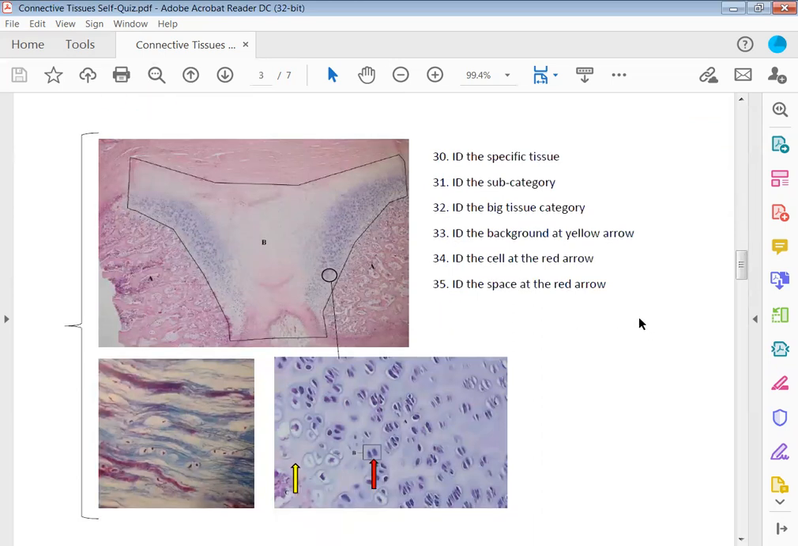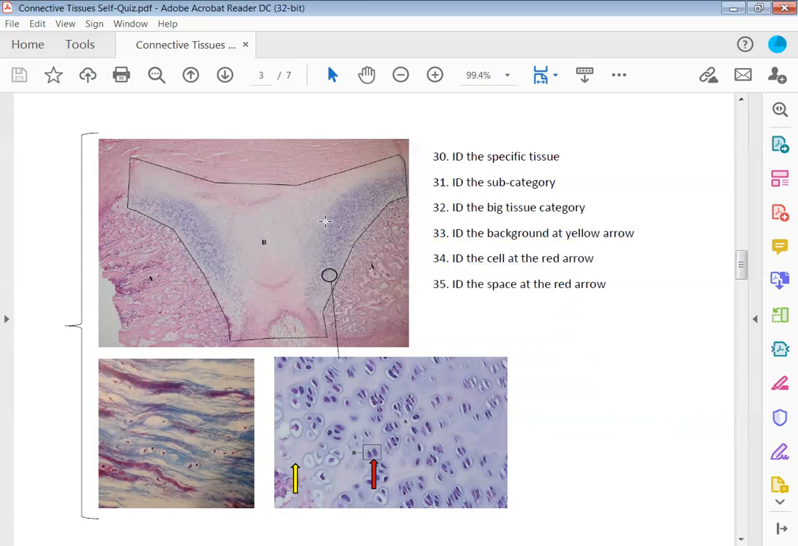Number 30, identify this specific tissue. And I'm looking at the top one first, and then we'll go into some of these other pictures. And you'll see the little bracket here. That's because I wanted to include all three of these pictures. So for 30, you're looking at this picture right here.